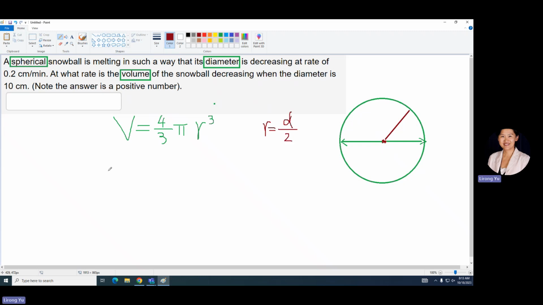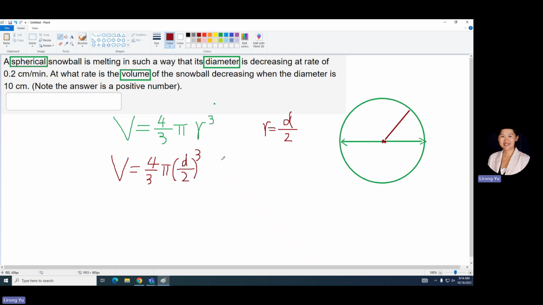So we're going to substitute, and we end up having V equal to 4/3 pi times, so we replace the r by d/2, cubed. So now we actually have a formula that has V on one side, d on the other side, and V is calculated using the formula in terms of d. But we are able to simplify this.